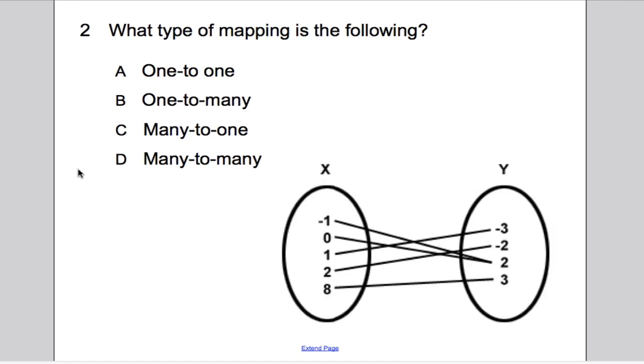2. Well, what's going on here? Well, if we just look at this case in particular, this -1 and this 0 are both mapping to 2. Okay, so many inputs are mapping to one unique output. So this must be many-to-one.